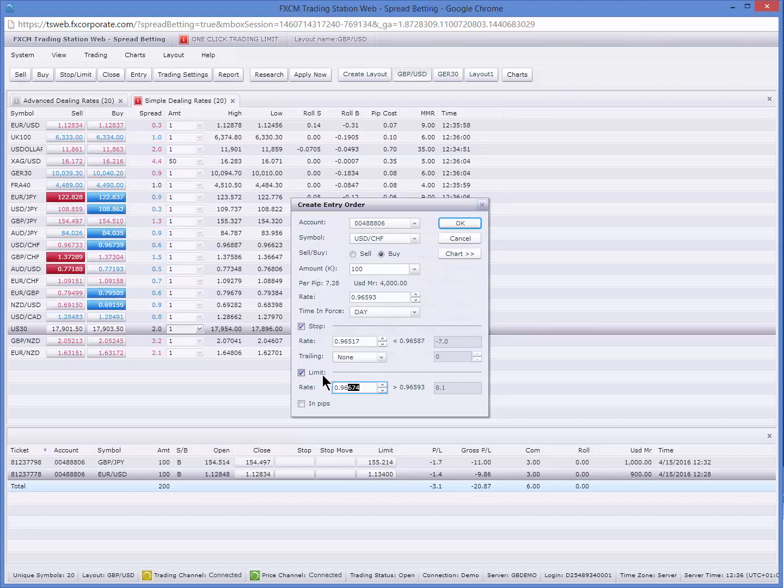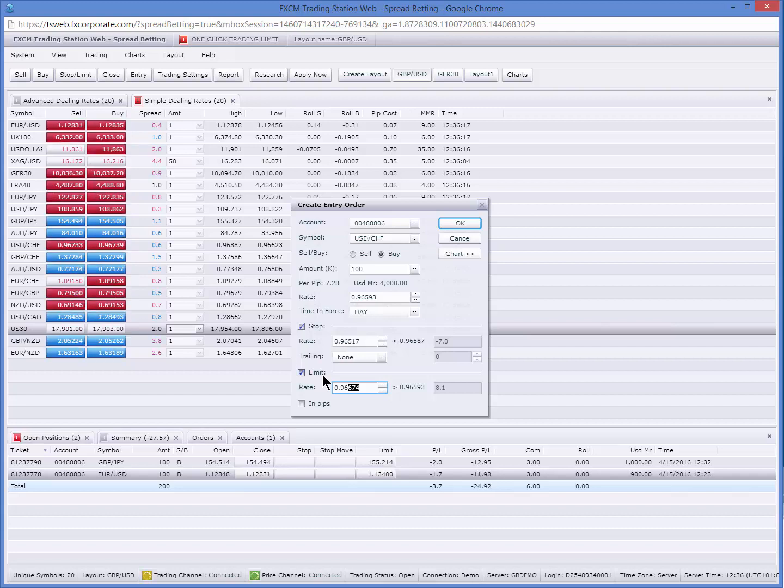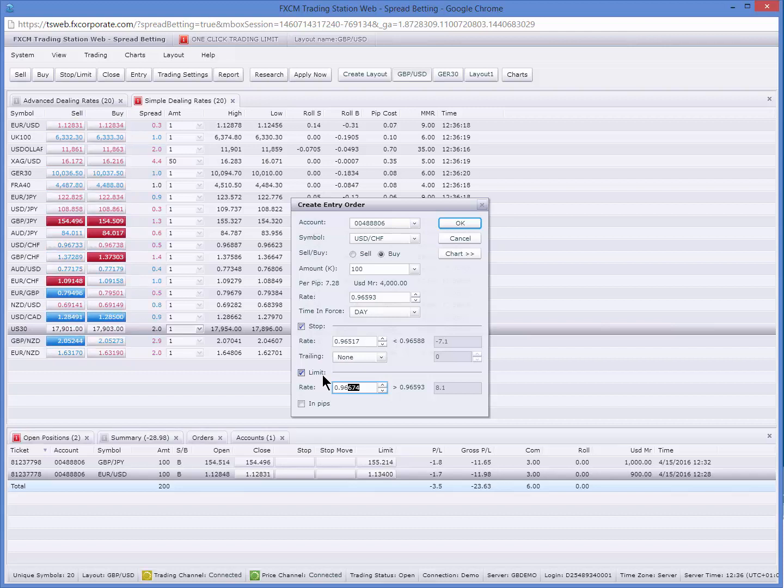Now, in the old style of platforms, that limit order would often still work until we actually cancelled it manually. And of course, as you can imagine, if you don't manage your account particularly well, if those orders are still working, you could end up getting into all sorts of horrible problems. But an OCO prevents that.